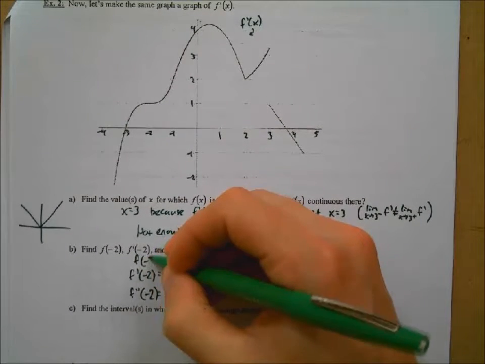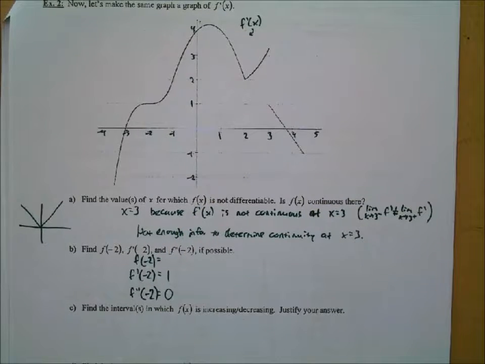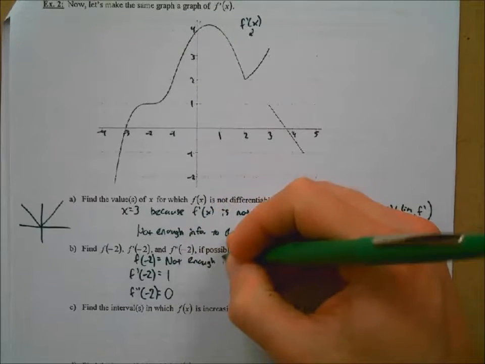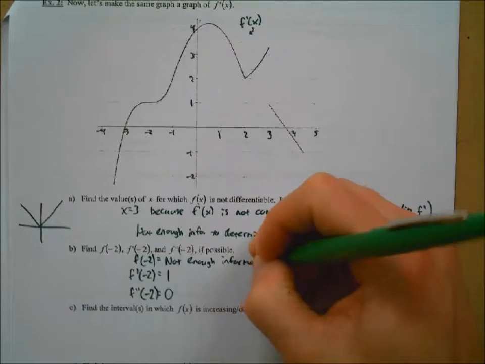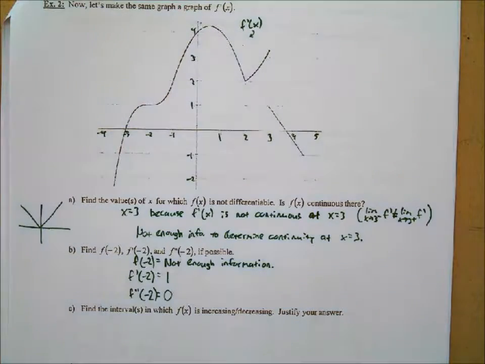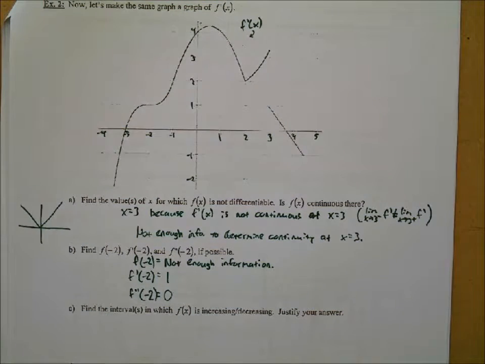What is f of negative 2? Do we have enough information? No. Okay. We just don't have enough information there to be able to tell what happens to f. Again, this is the graph of f prime. We don't have quite enough information to determine that. Later, we will be able to answer questions like that when we talk about integrals and things, but right now, we just don't have enough information for that.